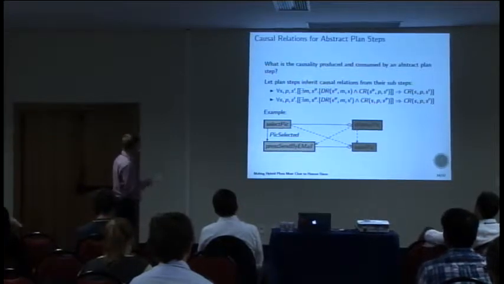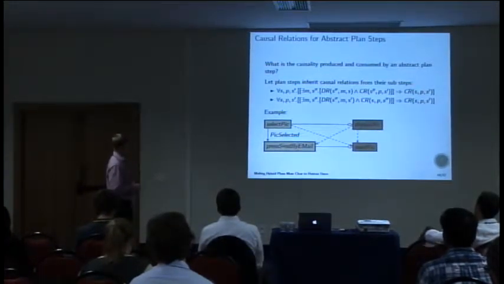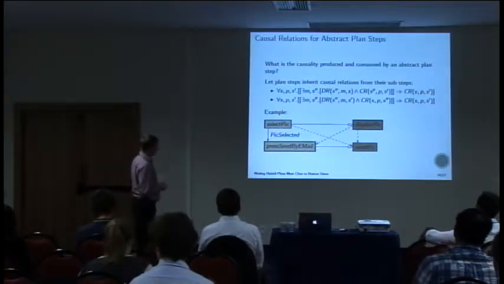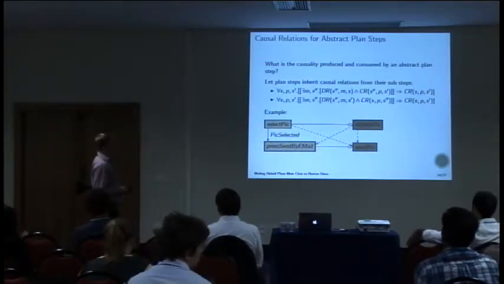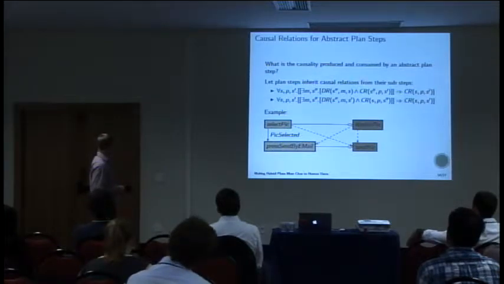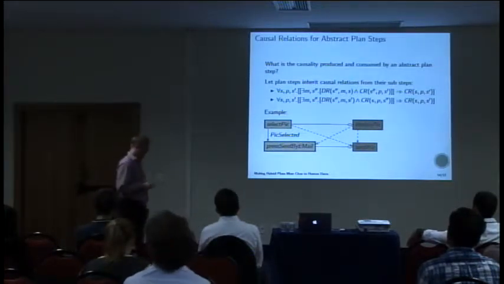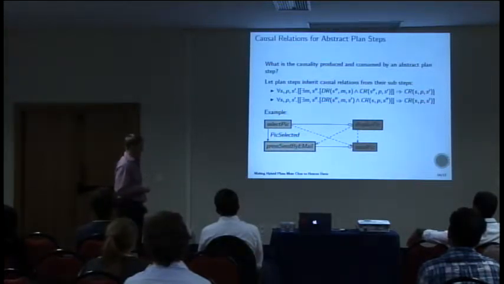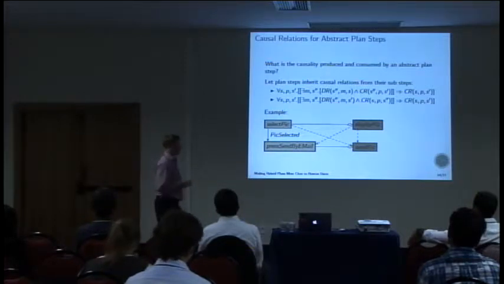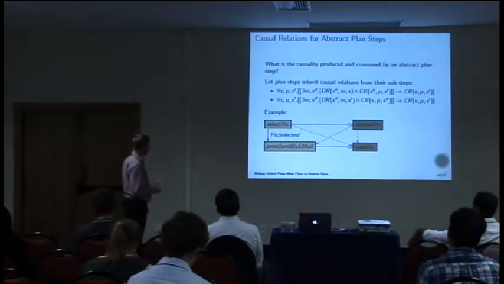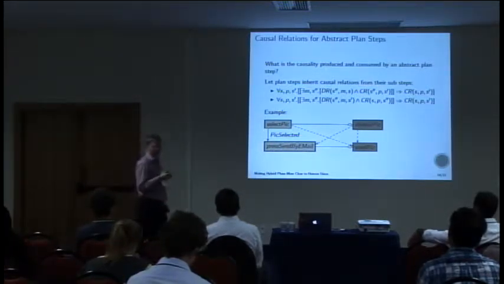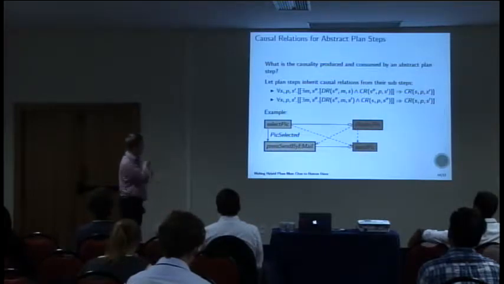So for example, let's say we have a causal relation between select pick and present by email over this precondition. And also we can see that select pick is a substep of display pick. Well, then we might just as well say in explanation that display pick establishes this precondition, pick selected, for present by email. Or the other way around, we could say that select pick establishes this precondition, pick selected, for send pick. So in this way, we let the abstract plan steps inherit the causal relations from their substeps. And then we could use these inherited causal relations just like any other causal relation in an explanation.